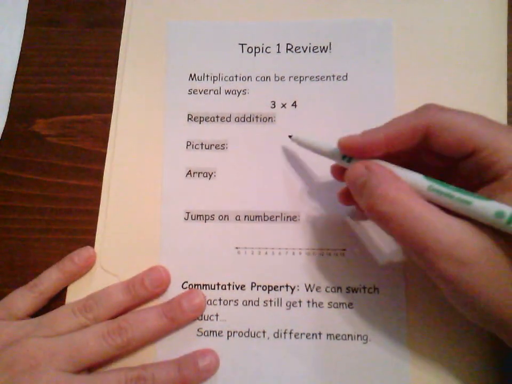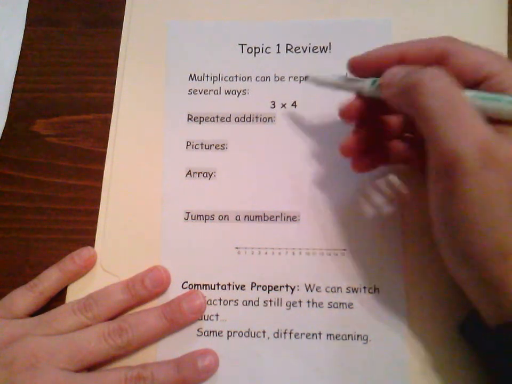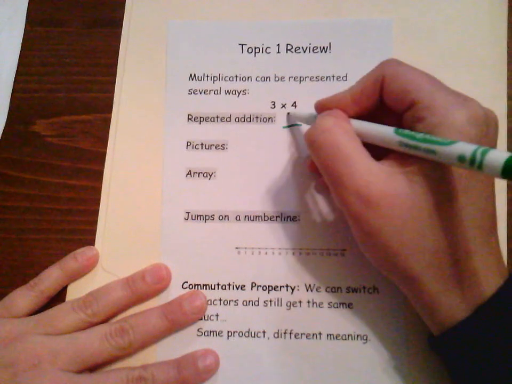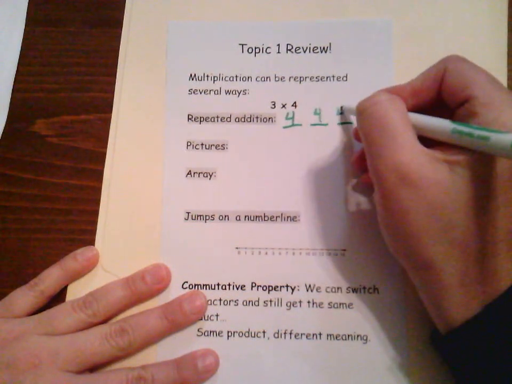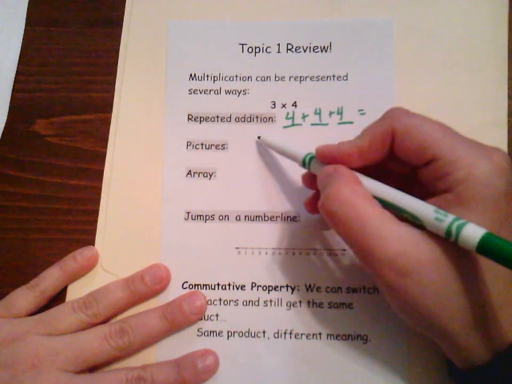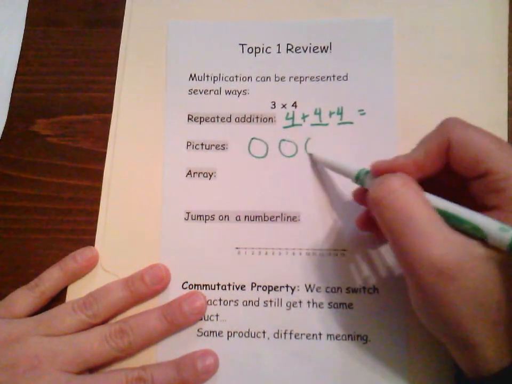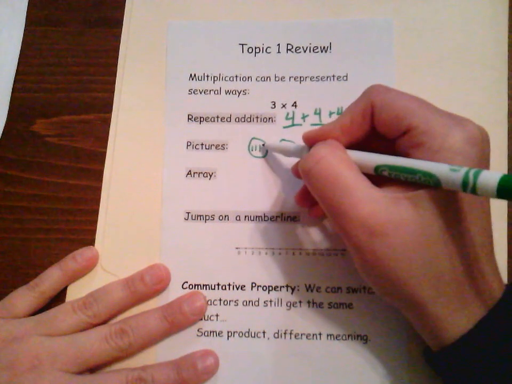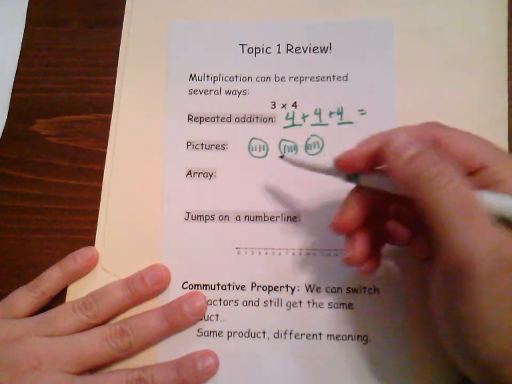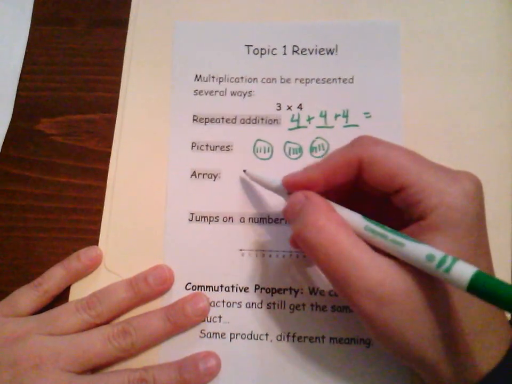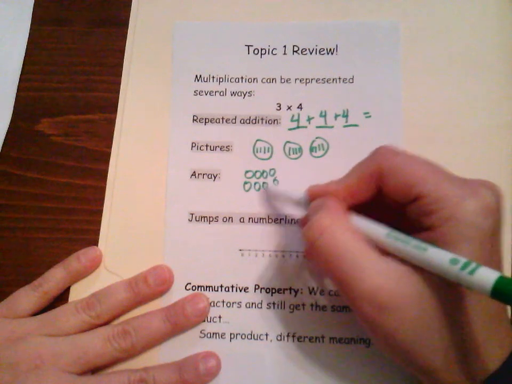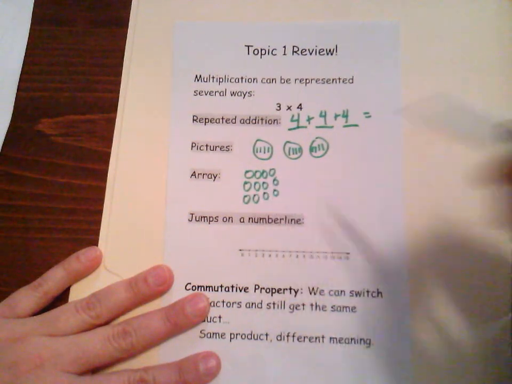So for example, there's repeated addition. In this case, we'd have 3 groups of 4. So we'd have our 3 lines, and we would add 4 multiple times. If we were drawing a picture, we could draw 3 circles, and we would put 4 in each. And if we were making an array, it would mean 3 rows of 4. So we can show it this way, making sure the meaning is correct.